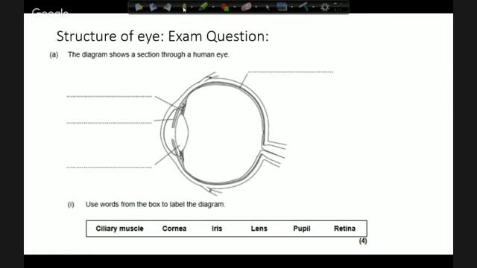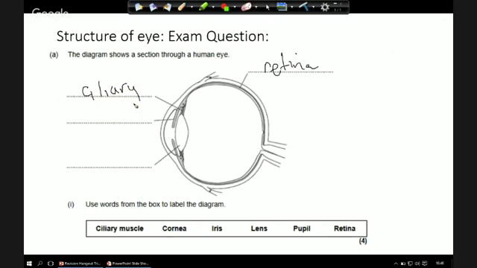Okay, so if we now have a look at a typical question, this will be labeling the eye. So again, just pause it here if you want to have a go at labeling the eye. For those of you that are just doing it with me, here we have the retina, that's on the back of the eye. Here we have the ciliary muscle. Now I was wondering there, could that be the ligament? Well, thankfully the ligament doesn't appear down here, so that's got to be the ciliary muscle.